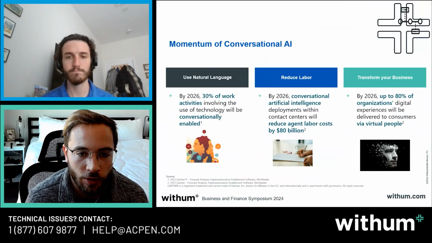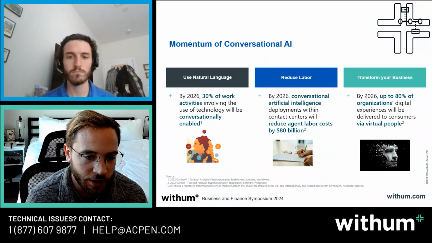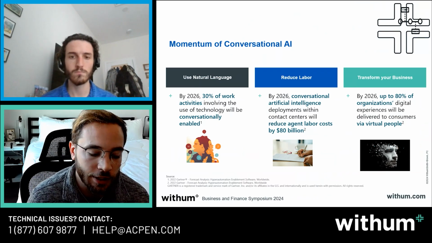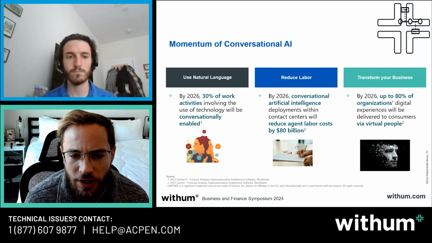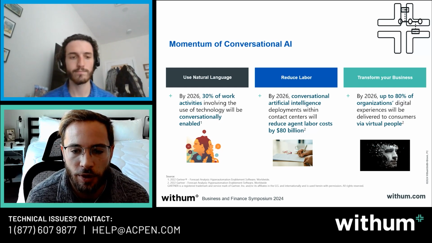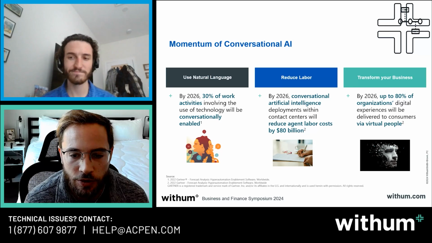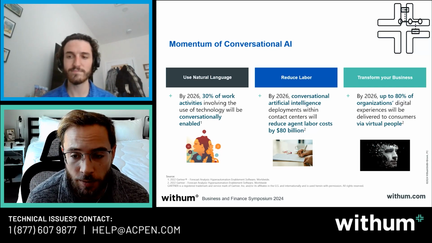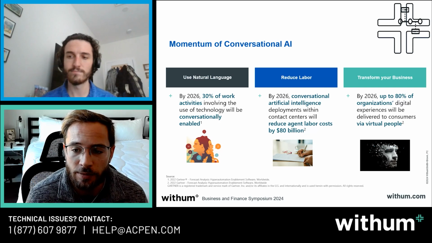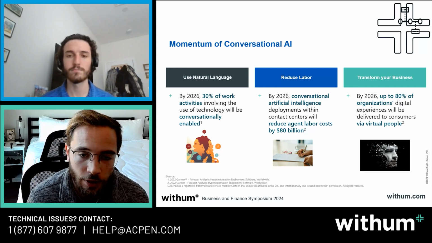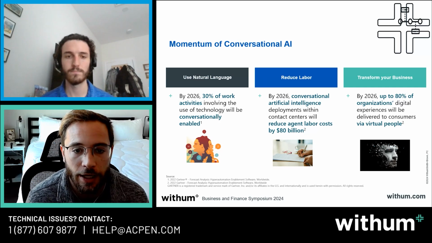So where are we going with conversational AI, the momentum behind it? By 2026, 30% of work activities involving the use of technology will be conversationally enabled. Reduce labor: by 2026, conversational artificial intelligence deployments within contact centers will reduce agent labor costs by $80 billion. And then finally, transform your business: by 2026, up to 80% of organizations' digital experiences will be delivered to consumers via virtual people, so via AI.